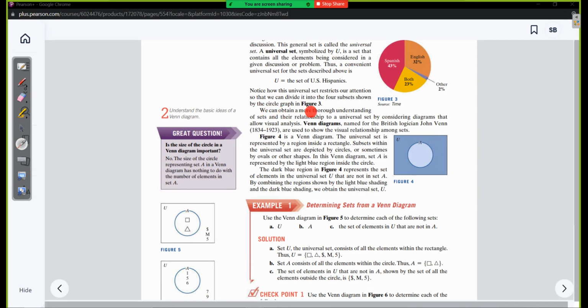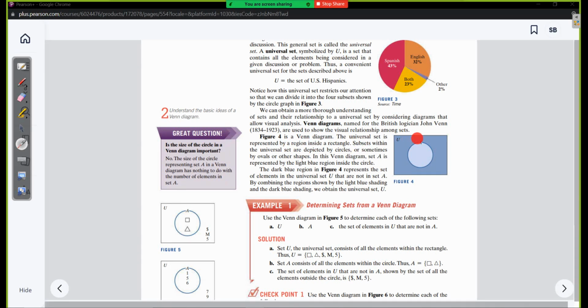We can attain a more thorough understanding of sets and their relationship to a universal set by considering diagrams that allow visual analysis. Venn diagrams, named for the British logician John Venn, are used to show the visual representation among sets. So looking at Figure 4, Figure 4 is a Venn diagram. It's probably not a Venn diagram that you're used to, but it is technically a Venn diagram. The universal set is represented by the region inside a rectangle.